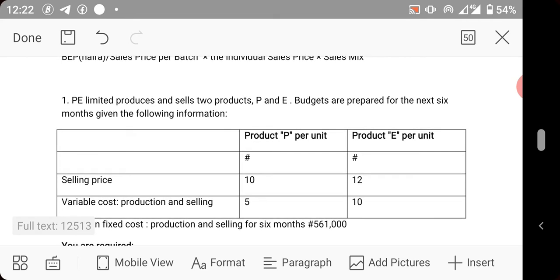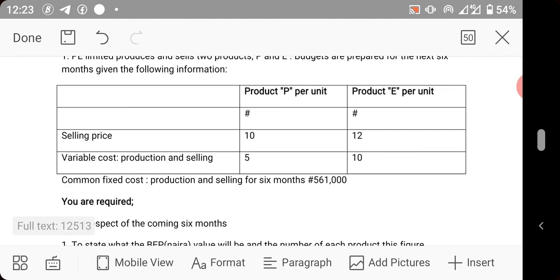So we have question 1. PE Limited produces and sells two products, P and E. Budgets are prepared for the next 6 months given the following information. For product P, selling price is 10 naira per unit, variable cost is 5 naira per unit.